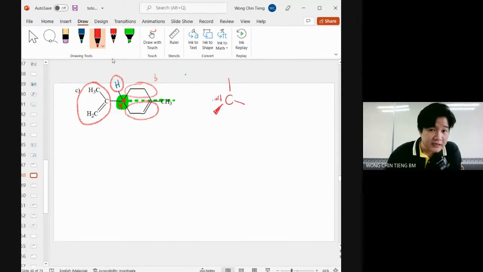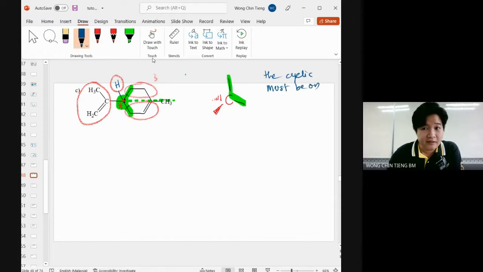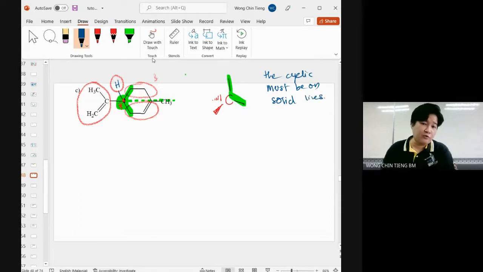Okay? The cyclic over here must be the solid line. Okay? The cyclic must be on the solid line. Must, tak ada pilihan. Okay? Mesti. So, cara nak lukis, saya still akan mula like this.